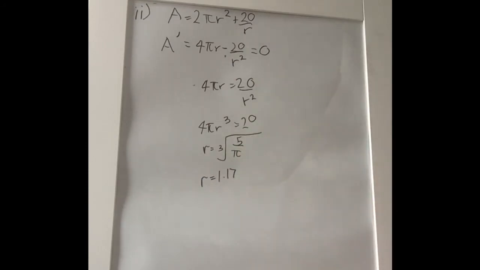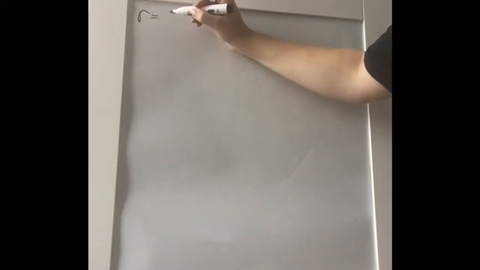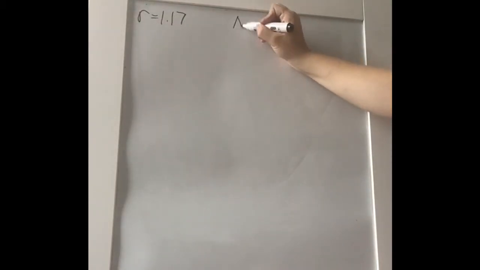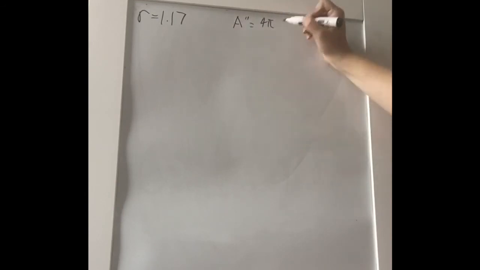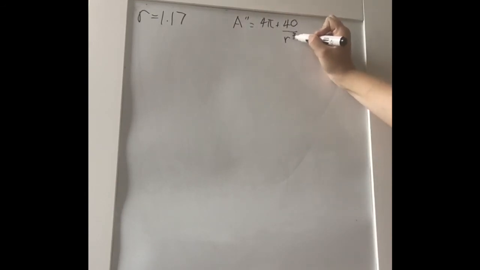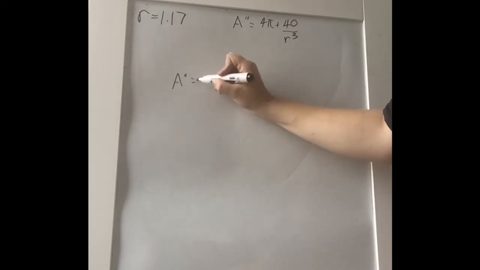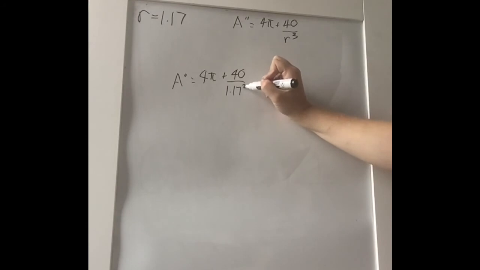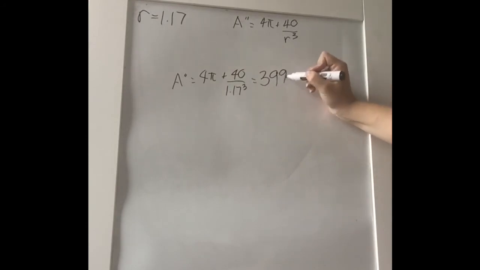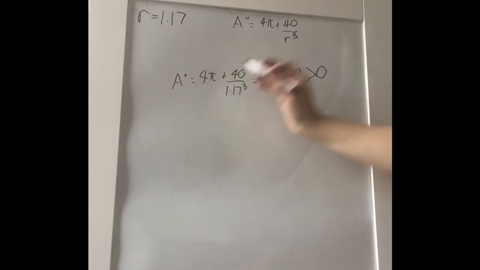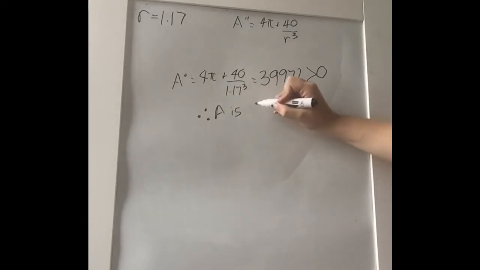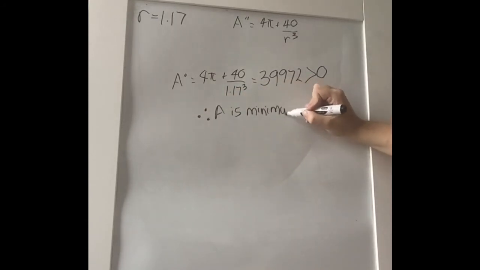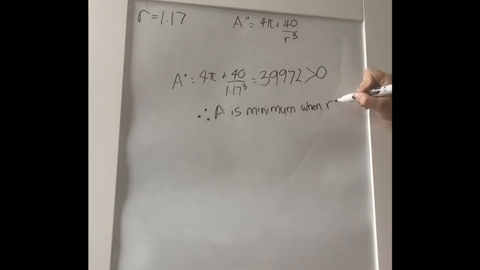With our new r value, we find the second derivative and plug r into the equation. And from that, we know whether the value is minimum or maximum by whether it is greater or less than 0. And because our value is greater than 0, we know that A is minimum when r equals 1.17.